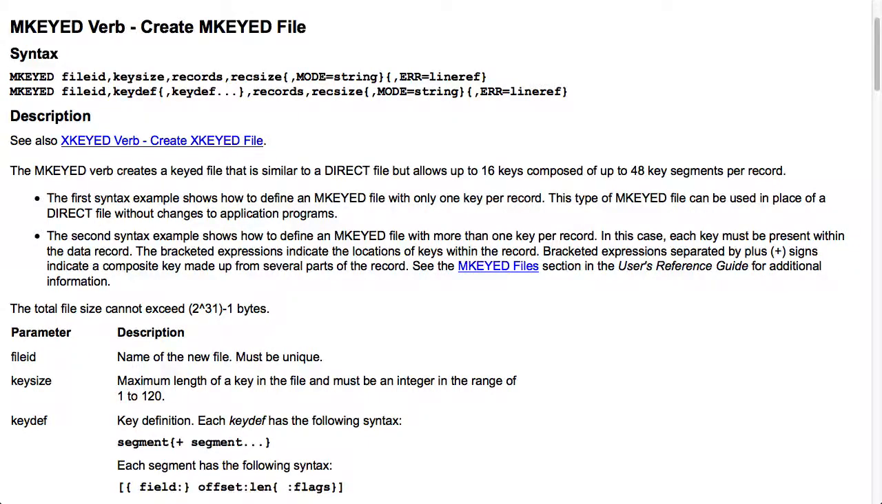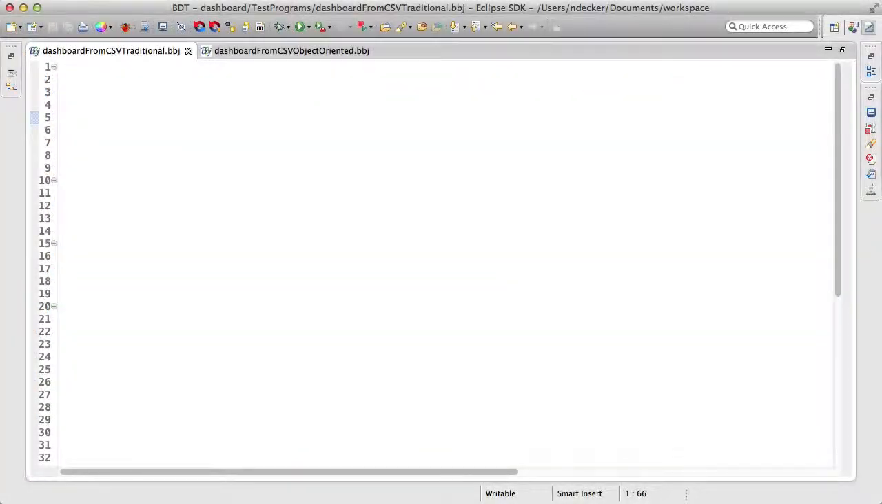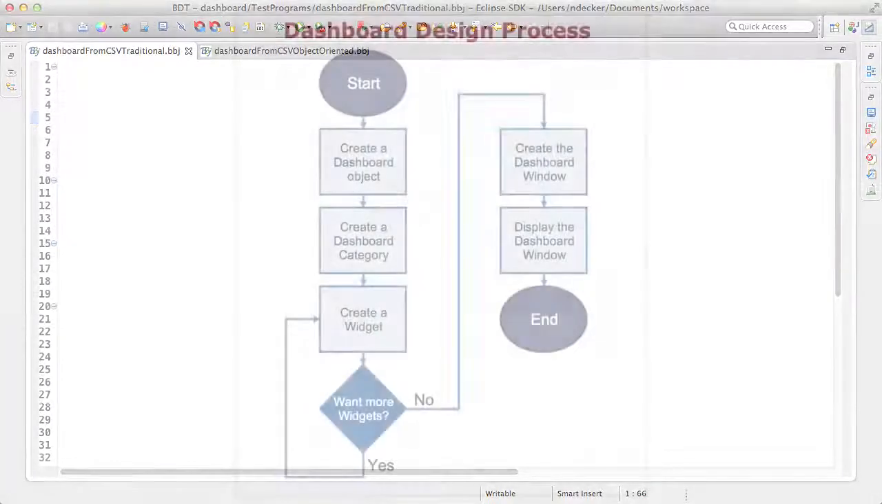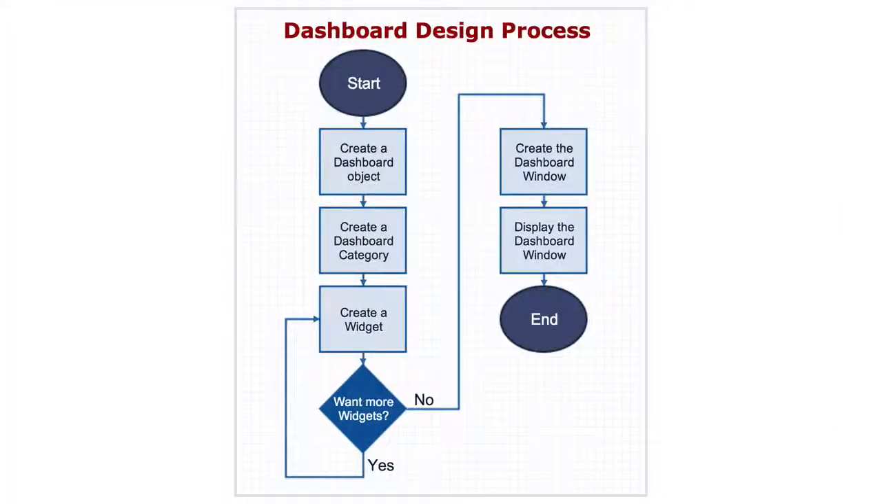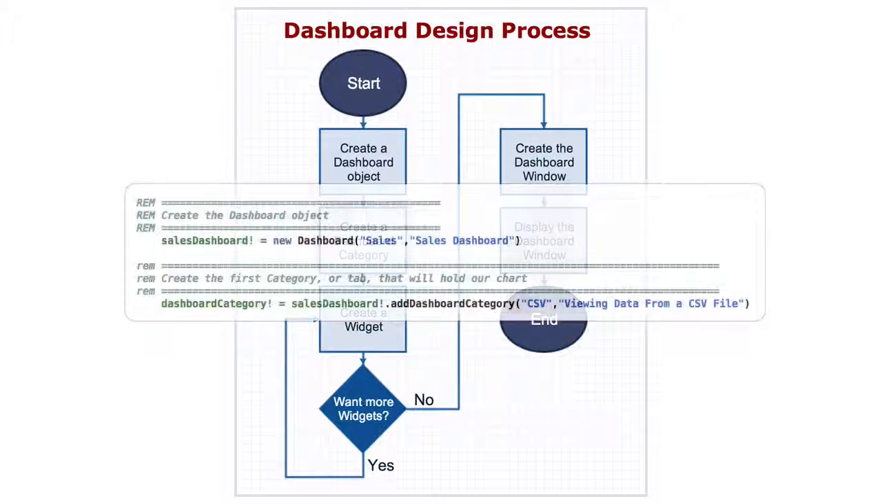Before we load up the IDE and start writing code, let's get an overview of how to write a simple program that builds a dashboard. The flowchart gives us a good idea of what the design process entails. We'll start off by creating a dashboard object, then we'll create a dashboard category. That's basically a tab within the dashboard that contains related widgets. This part's pretty easy. We can accomplish both of those tasks in just 2 lines of code.